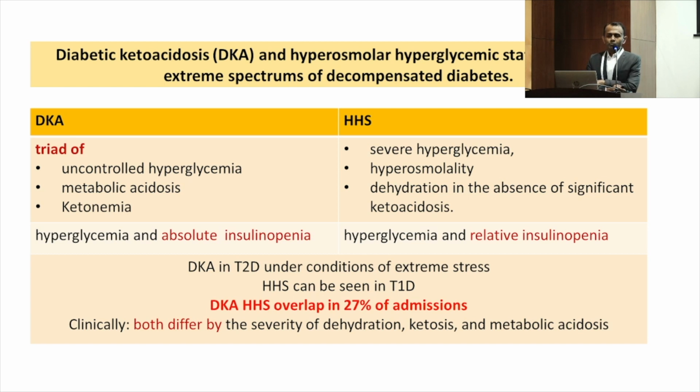So DKA, I'm sure it is all probably just a revision. The treatment protocol, I'll just highlight the salient points. DKA is the triad of uncontrolled hyperglycemia, metabolic acidosis, and ketonemia. Whereas HHS is severe dehydration, hyperglycemia, absent ketone bodies, and severe hyperosmolarity. DKA does present in type 2 diabetic patients in extreme stressful situations, and vice versa. The overlap of DKA and HHS is seen in around 27% of admissions.